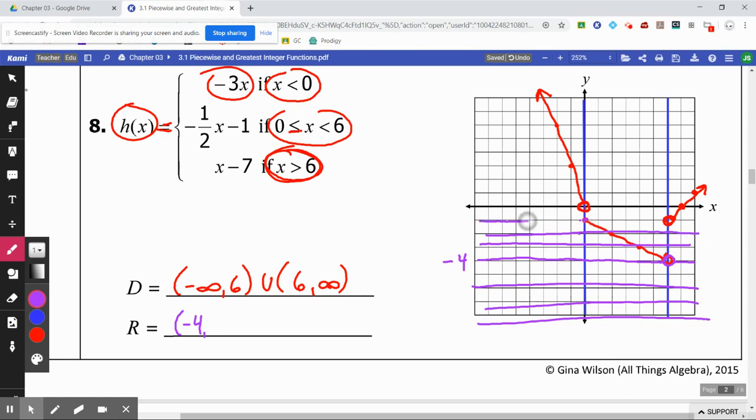It's included here. Now, does it jump from here to here, though? No, because this y value is over here on your graph, so that's included. And this part goes up forever. This part also goes up forever. So I'm going to have graph everywhere up here as well. So that's going to be from -4 all the way up to infinity would be my range.